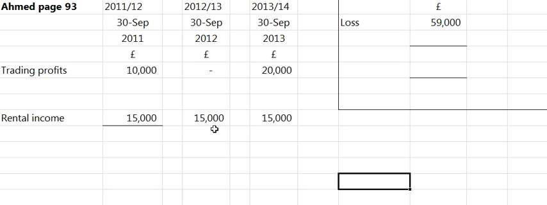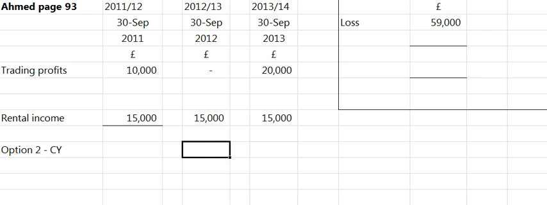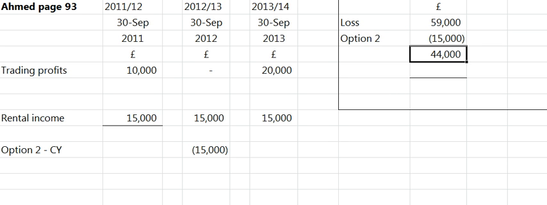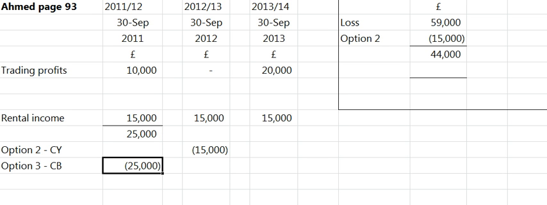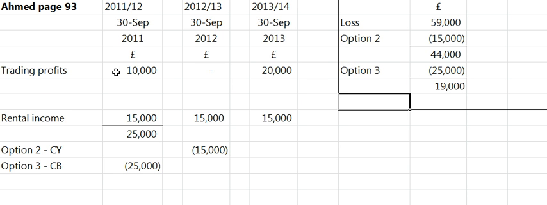So current year against total income. So we've got 15,000. So let's take that off there, and we have 44 left. Then we're going to do a carry back. So total income, if I just add those two together, you get 25. So we're going to relieve 25. Okay, like that. Then we end up with 19,000. Last thing we've got to do, we've got to carry it forward against the next available trading profits in that year there.